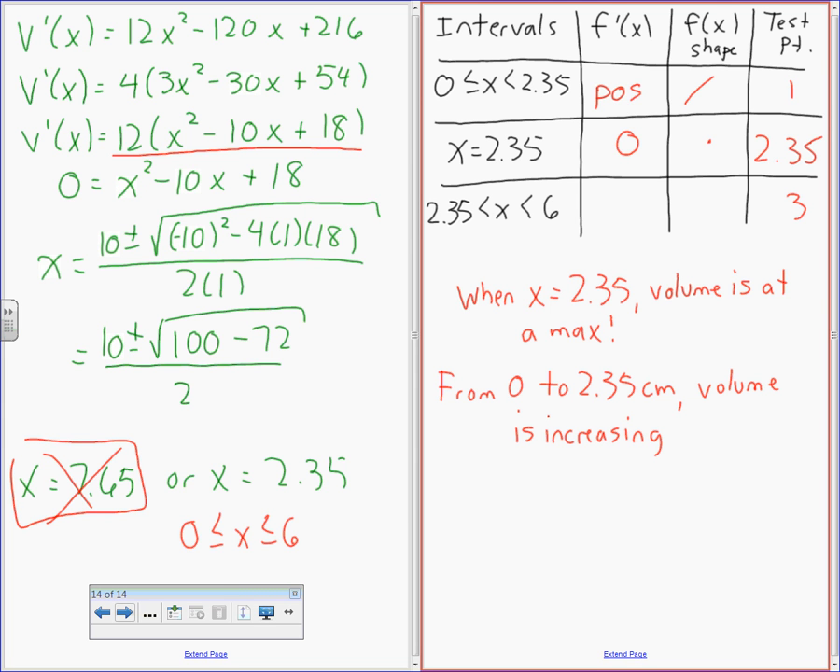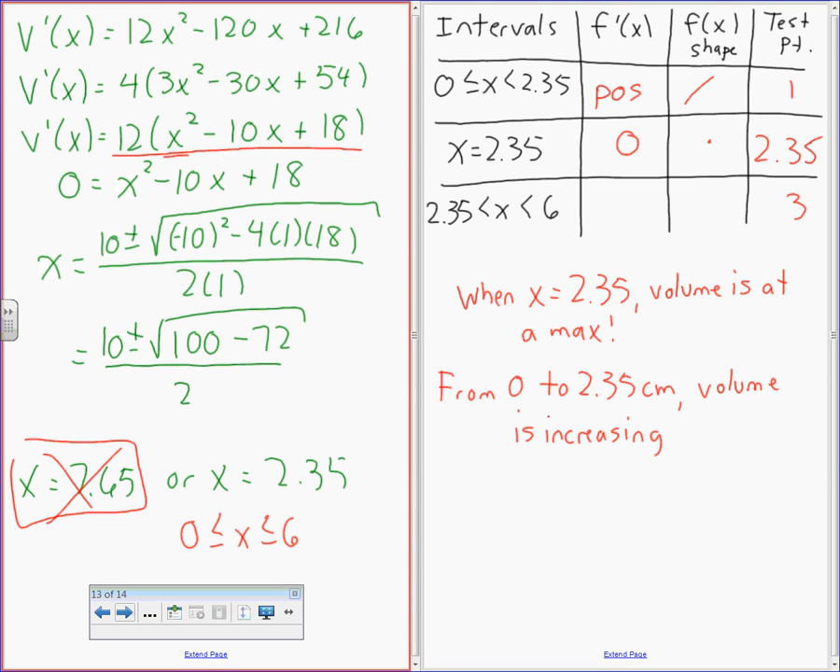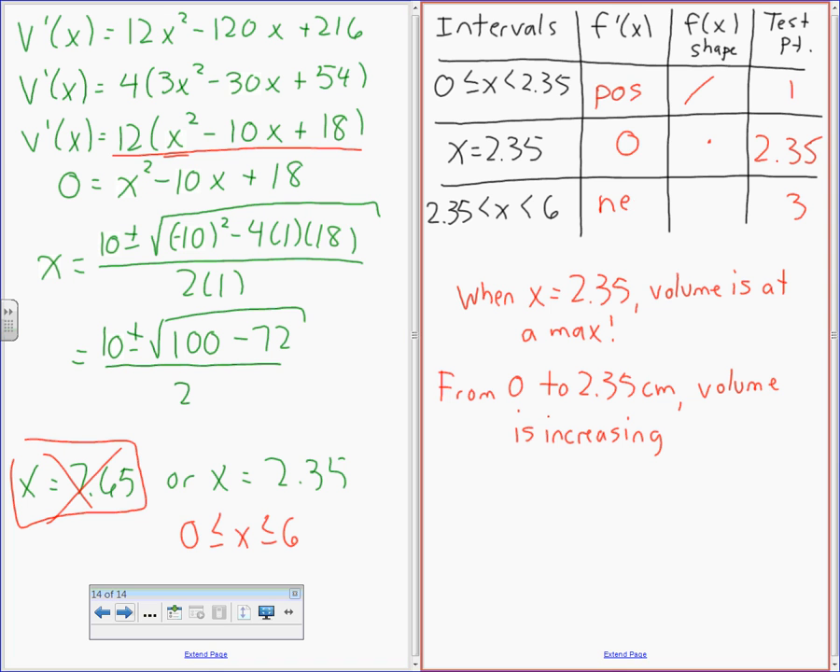Okay, and I'm going to pick the value of 3. I'm going to sub that in one more time. 3 squared is 9. 10 times 3 is 30, so 9 minus 30 is negative 21. Negative 21 plus 18 is negative 3. 12 times negative 3 is a negative number. And we're going to say from 2.35 to 6, the volume is decreasing.